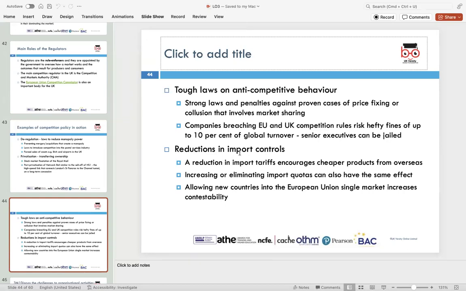Then, reduction in import controls. One way to attract cheaper items from outside is to reduce the tariffs that are placed on imports. It is possible to achieve the same result by either increasing or removing import quotas, or increasing the number of nations that are allowed to join the single market of the European Union.